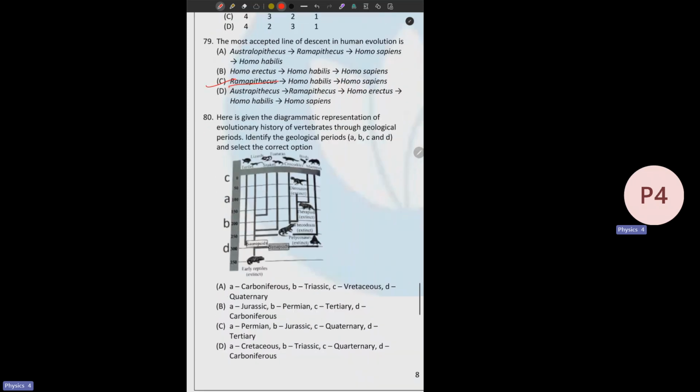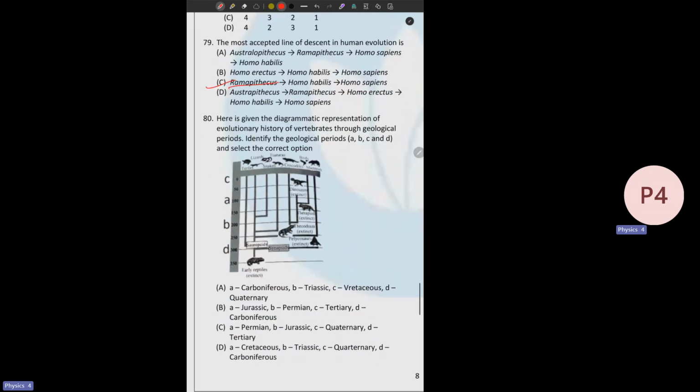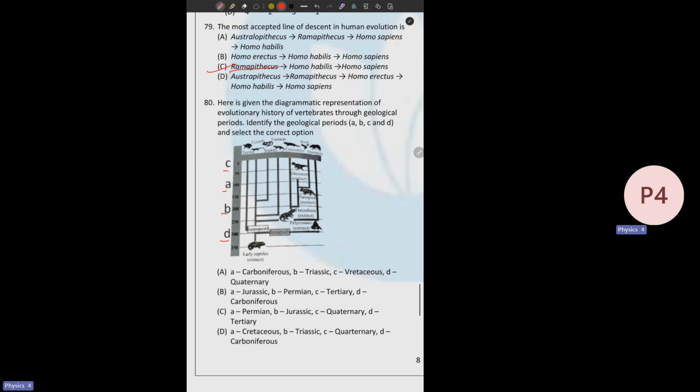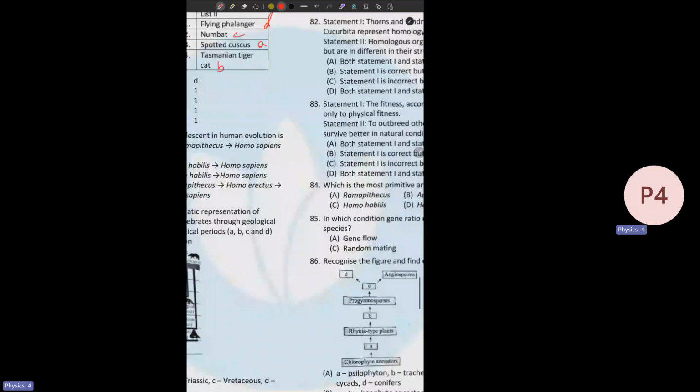Here is the given diagrammatic representation of evolutionary history of vertebrates through geological periods. Identify the geological periods and select the correct option. And here the correct option is A. A is Cretaceous, B is Triassic, C is Quaternary, and D is Carboniferous.